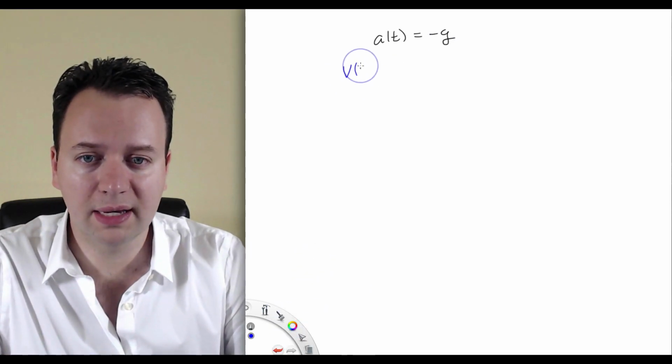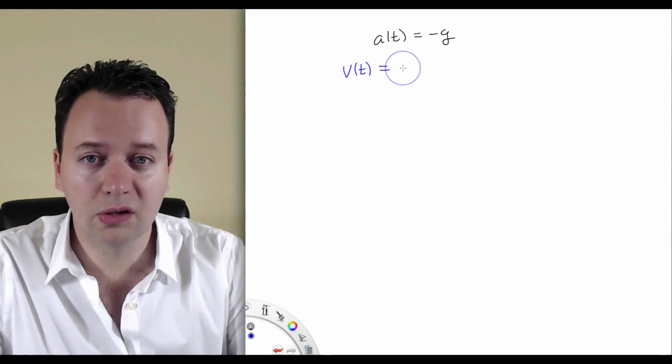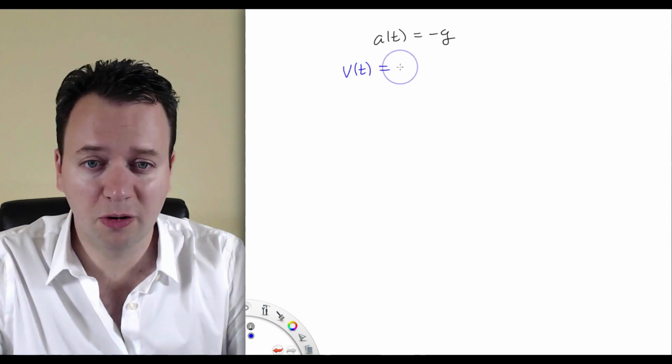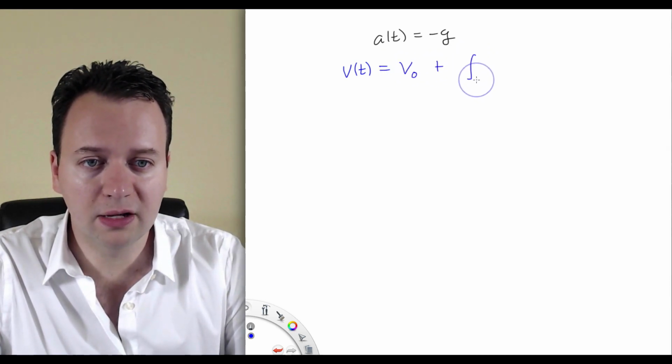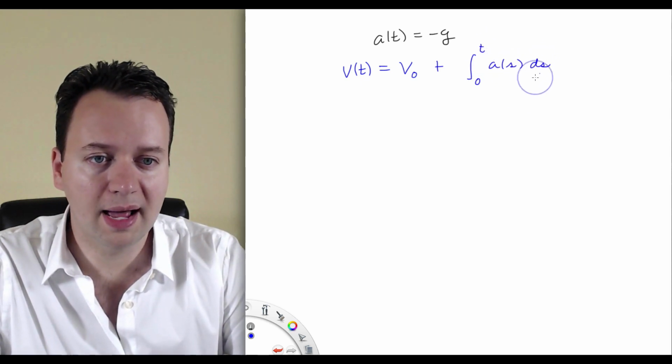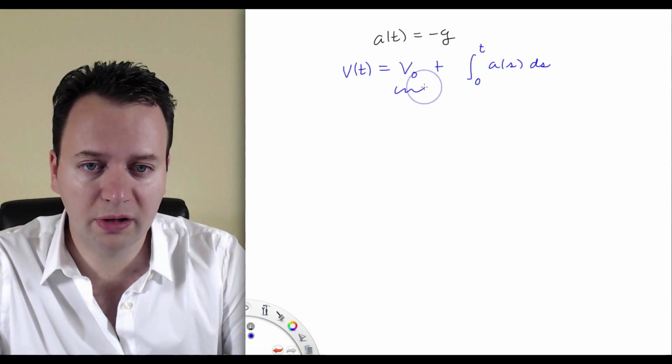So the velocity as a function of time, there's a couple ways of doing this. So here's the fancy way using the second fundamental theorem of calculus. v of t is going to equal the initial velocity plus the integral from 0 to t of a of s ds. So what does this represent? This represents the initial velocity.